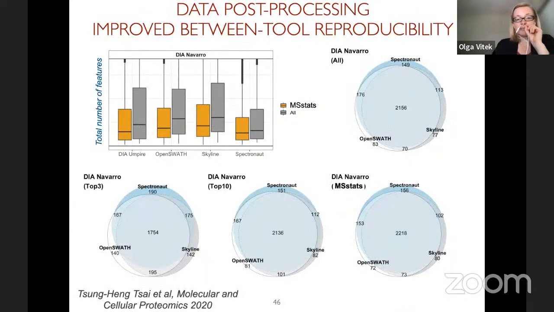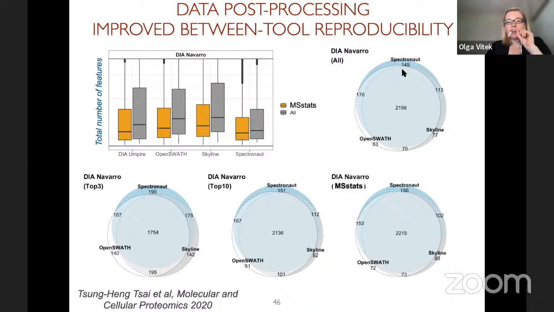And the same question as before: how does it depend on the choice of data processing tools, not just the filtering parameters, but the actual data processing tools? Here is, again, one of the data sets processed with 4 different tools. Gray is the number of features per protein before filtering. Orange is how many features we kept after filtering. So for all the tools, the number of features was reduced to some extent.